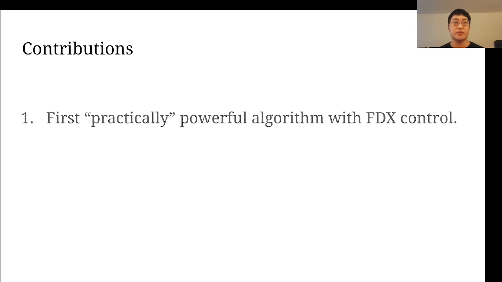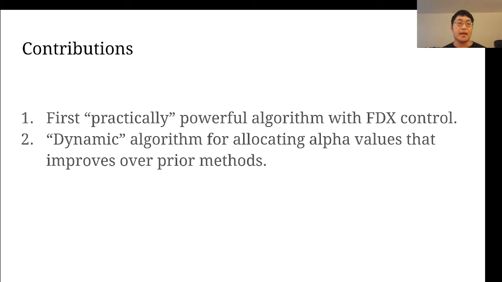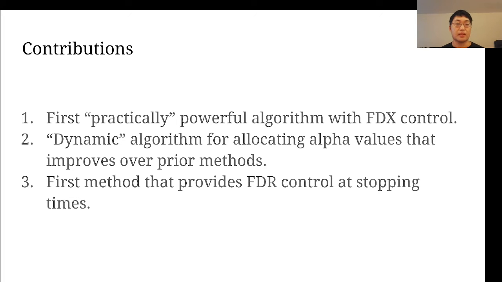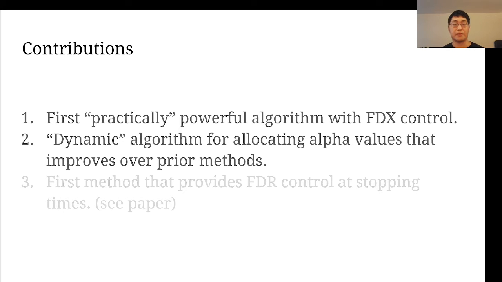So our contributions, the first is that we present the first practically powerful algorithm with FDX control. There are prior algorithms that do provide FDX control, but we show that our algorithm vastly outperforms them and that the previous algorithms actually don't outcompete some very basic baselines. And secondly, we present a method for dynamically allocating our alpha values that improves power over prior methods. Lastly, we also show essentially the first method for controlling FDR at stopping times, but we'll defer this point to the paper if you want to look at the details.